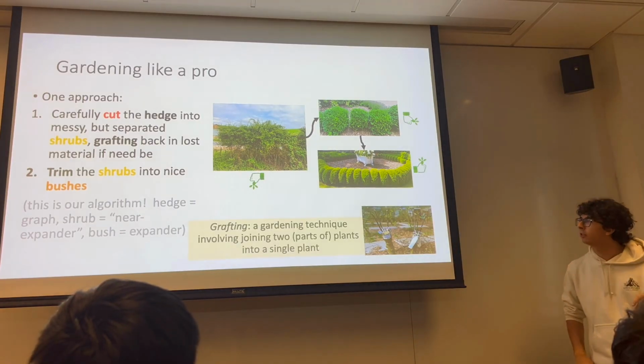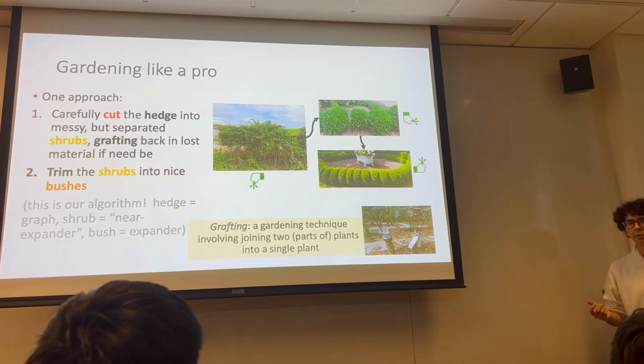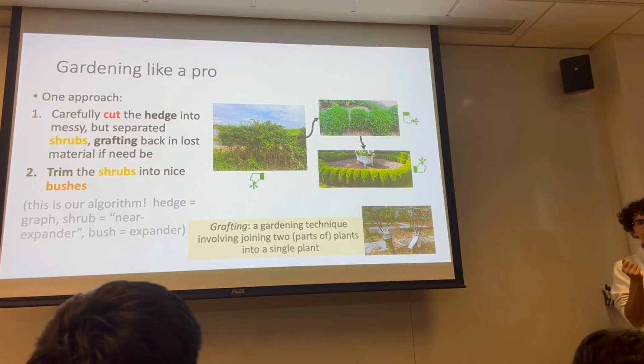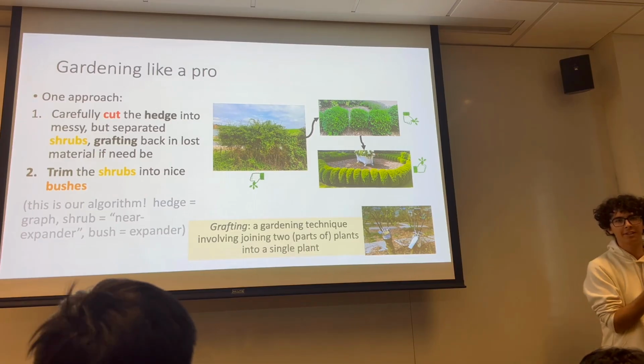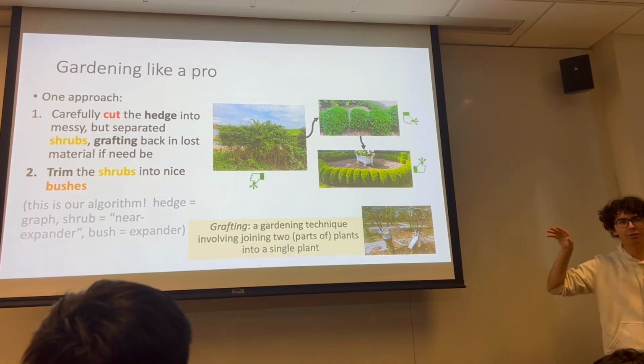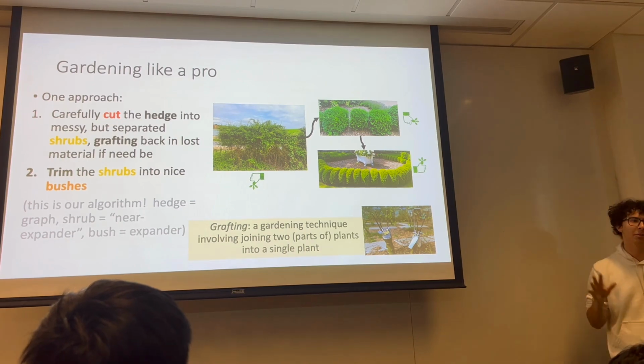But what is grafting? Grafting is a pretty cool gardening technique if you haven't heard of it. It's a gardening technique where you take parts of two different plants, and you attach them together so that they grow as part of the same plant. And this is the right intuition for what we actually do in grafting for our algorithm. There is a new keyword, which is grafting.